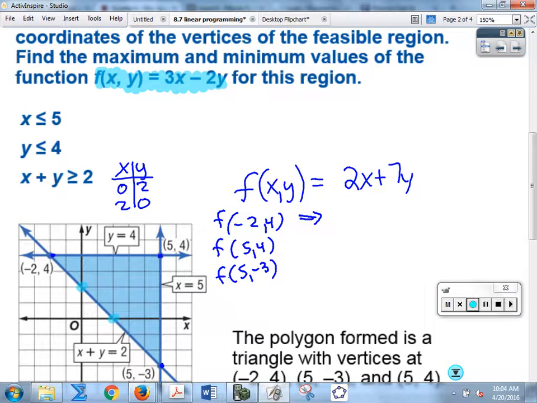That would be negative 4 plus 28. So that one would be 24. 10 plus 28. And this one would be 10 minus 21. So if this were my objective function, this would be the maximum, and this one would be the minimum.